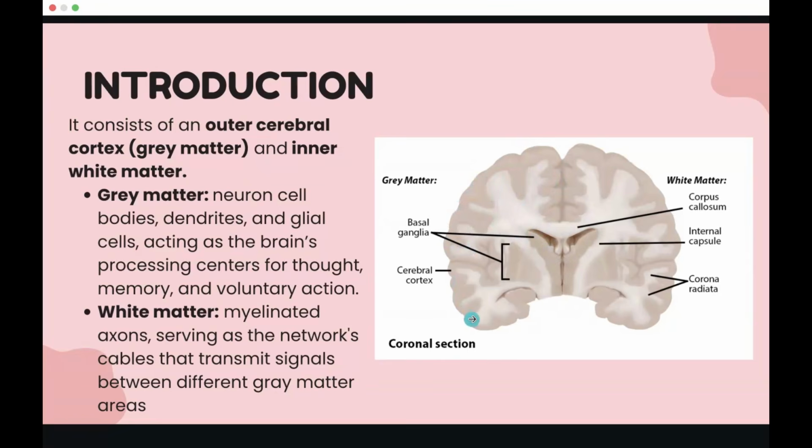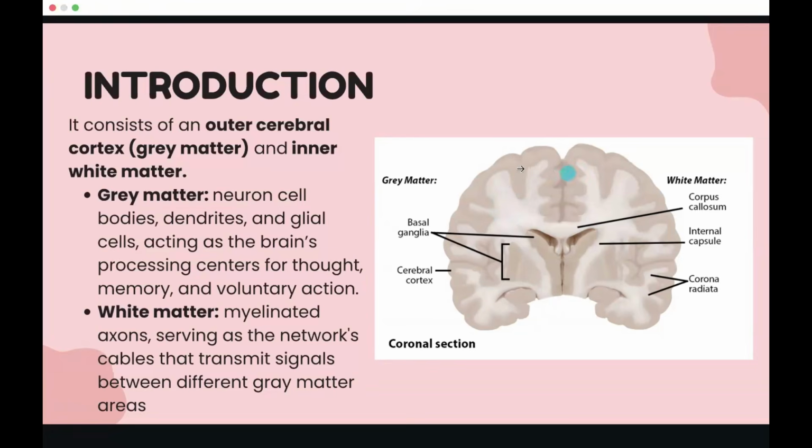The white matter is the myelinated axons, which serve as the network cables that transmit signals between the different gray matter areas. For example, you can see there's a gray matter here, and then there's a gray matter inside. Right between them is the white matter, and it serves as a cable between those two to transmit the signals and the action potentials.